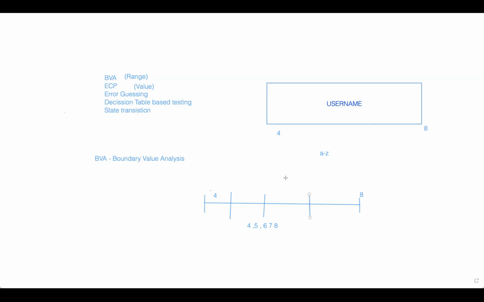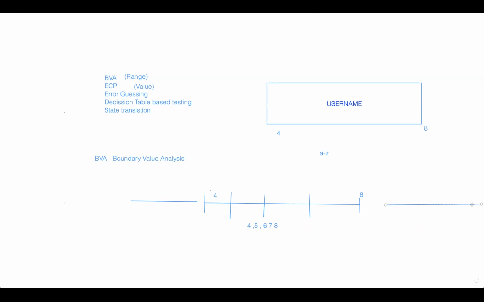Now coming to invalid, we need to test invalid or negative test cases. But there are n number of characters other than these, so we cannot test all of them. Before 4 characters means 3, 2, 1, 0, minus 1, and so on, so we get infinite values. Even after 8 we cannot test 9, 10, 11 and so on up to infinity. So instead of covering all the numbers, all sets of data, we can reduce the data.